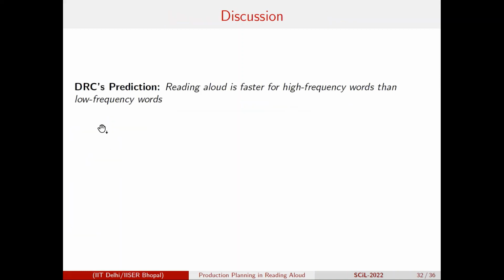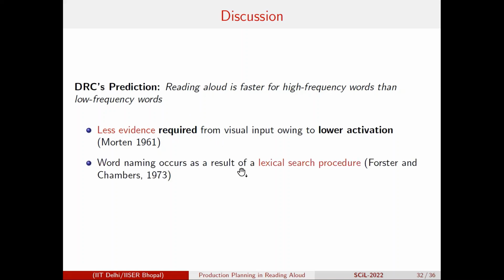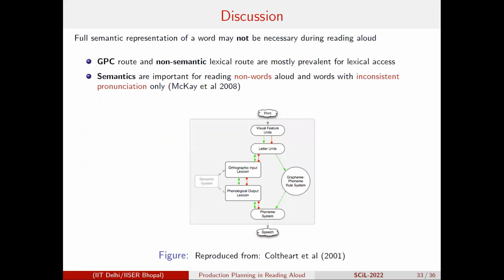We validate the findings of DRC prediction, where reading aloud is faster for high frequency words than low frequency words. In the literature, people have argued that these highly frequent words require less evidence from the visual input owing to lower activation, and that highly frequent words involve less effort towards lexical search procedures in our mental lexicon.